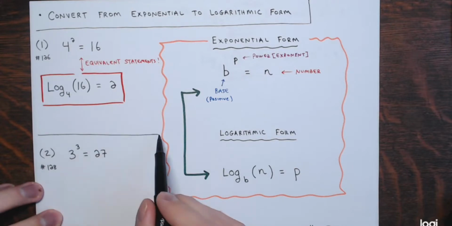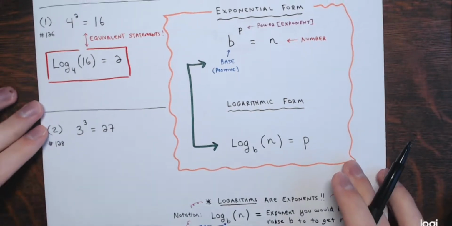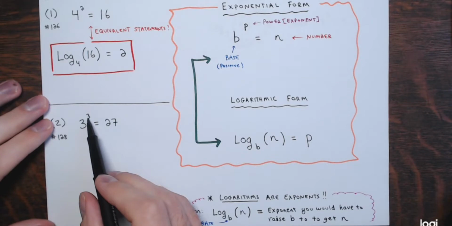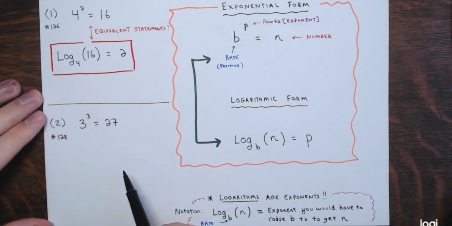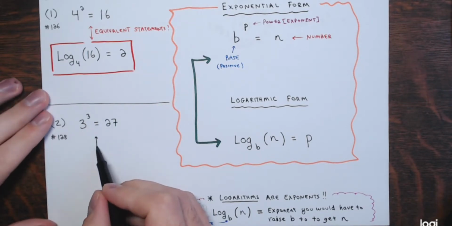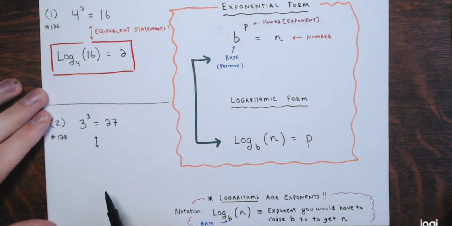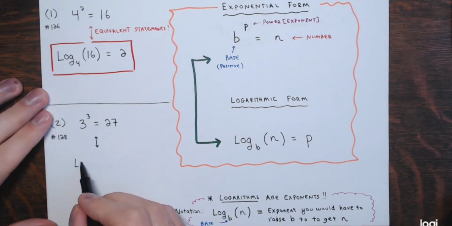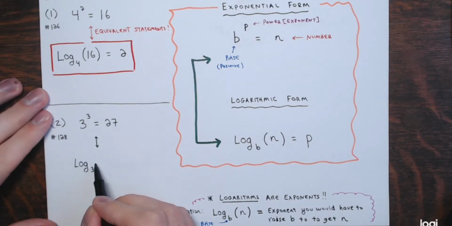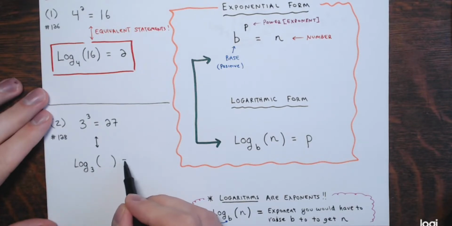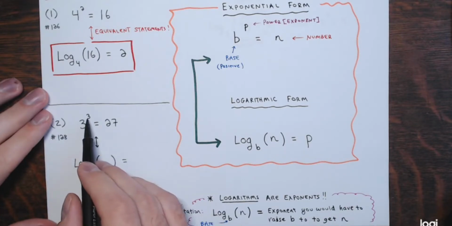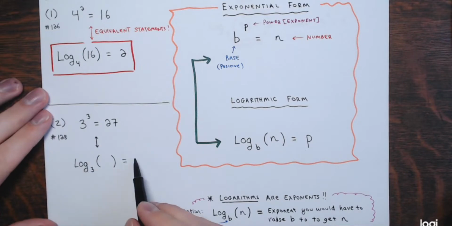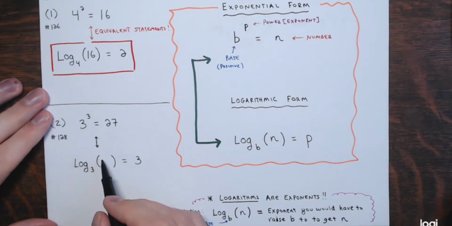Same stuff. So here we have exponential form: 3 to the third power equals 27. And I write an equivalent statement to that in logarithmic form. So again, the base on this exponent is 3, so that's going to be the base on the logarithm. So the log base 3 of some number is equal to the exponent. The exponent is equal to the log. So 3 again over here. And the number on the other side, 27, goes inside the log.